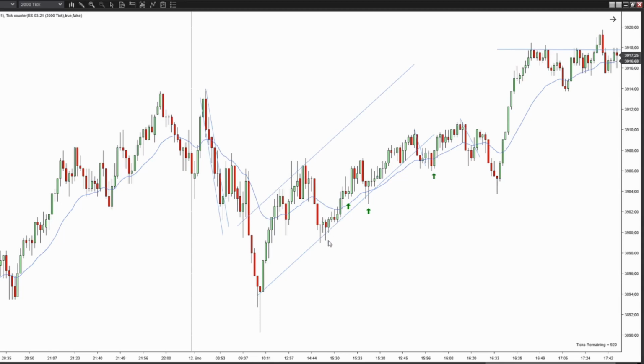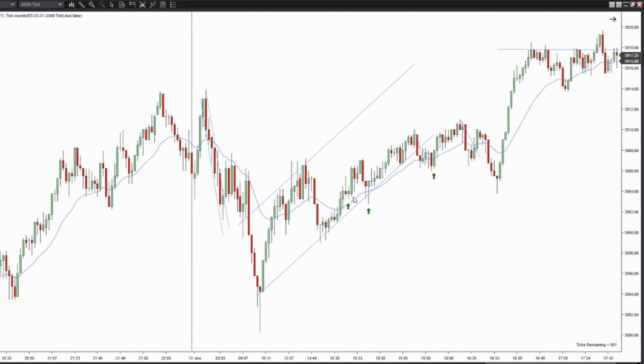Pullback, first entry short, pullback. We push through the EMA. So from this point on, since we set the trend line up and we push through the EMA high like this, this is the point where I was starting to look to go for longs. Right here when we made it through the EMA and the second entry short that failed.